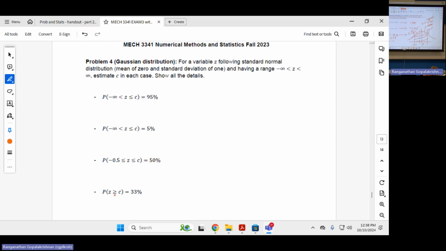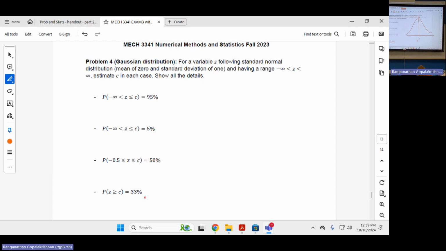Last question. Probability of Z greater than or equal to C being 33%. That is, if I erase some of this. Here is the bell curve. Here is 0. I'm asking for a value of C after which 33% of the area comes along. So should I draw C to the left or right of 0 first? Left. Should I draw C here? Is that what he's saying?